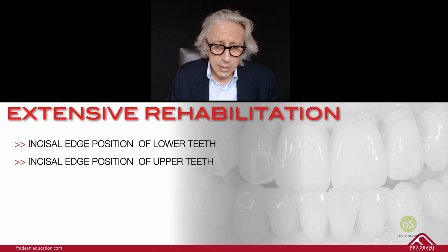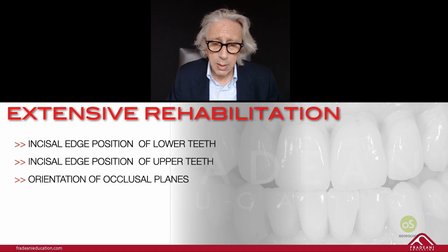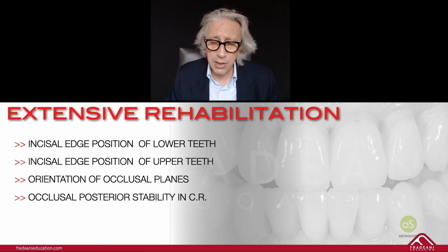Then we have the third step, that is what? The orientation of the occlusal plane, to be sure that the occlusal plane, from the incisal plane to the posteriors, is perfectly parallel to the horizon. Okay? And then, of course, very important, the occlusal posterior stability in CR. We have to create an occlusion where all the marked contacts are of equal intensity, synchronized. It means that we will be really sure that we have a great contact on posteriors. Plus, of course, light contact on anteriors, but still present there to create anterior guidance.